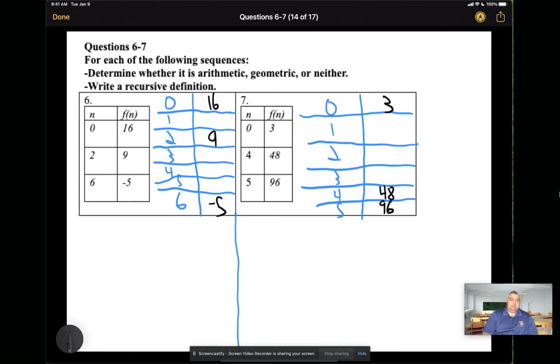Questions number 6 and 7. For each of the following sequences, determine whether it is arithmetic, geometric, or neither, and write a recursive definition.